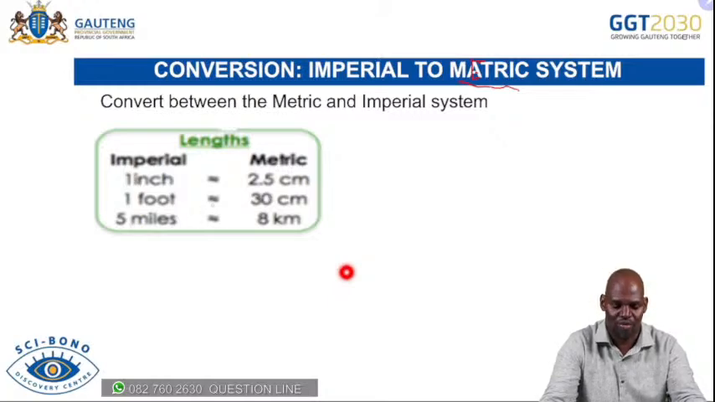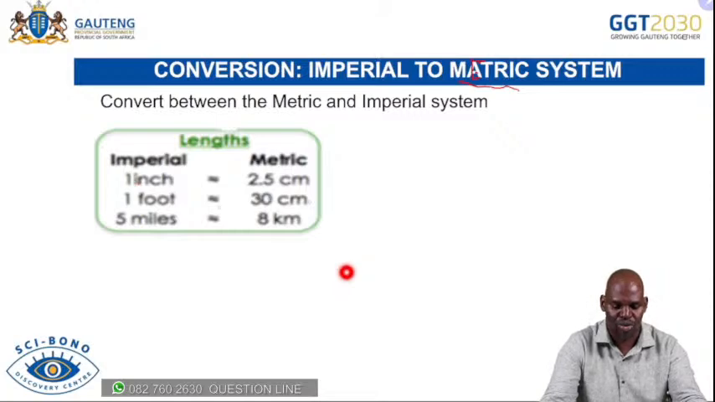So you must be able to convert. For this one, 1 inch to 2.5, it means if we have to convert from inches to centimeters, we will multiply by 2.5. And then if we have to convert from centimeters to inches, we'll divide by 2.5. 1 foot is equal to 30 centimeters. If we have to convert from foot to centimeters, we will multiply by 30, but from centimeters to foot, we are going to divide by 30. Again, you can also use the cross multiplication.